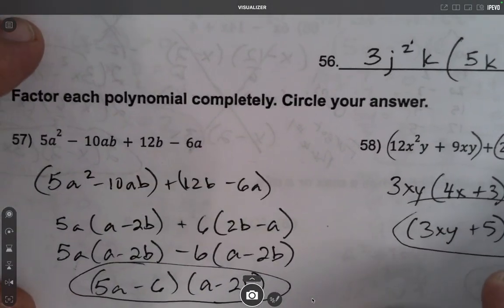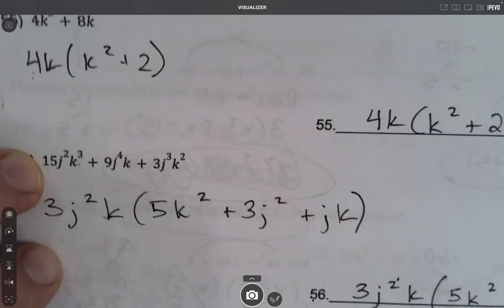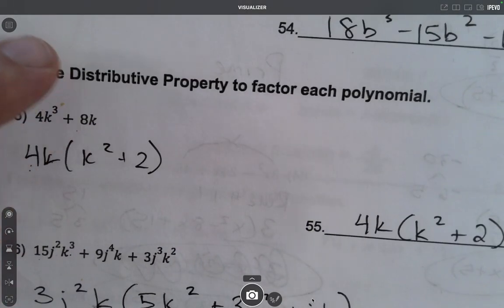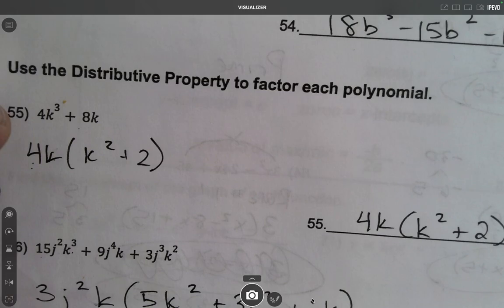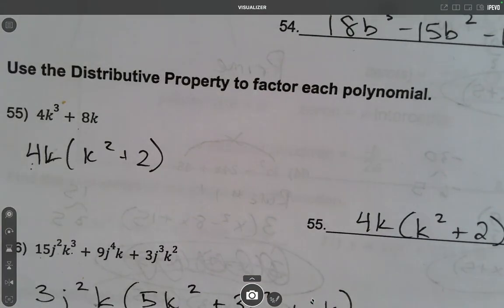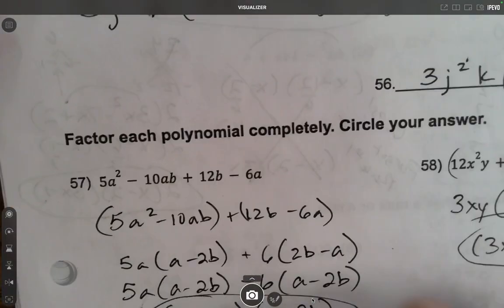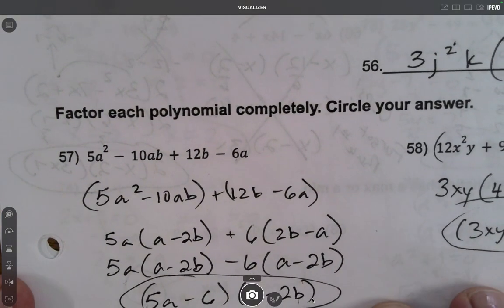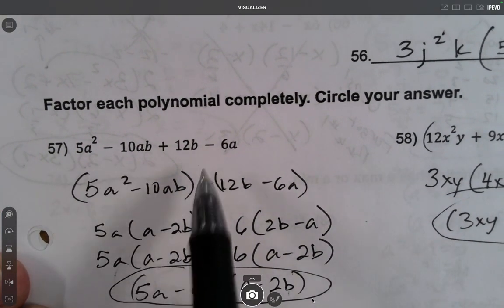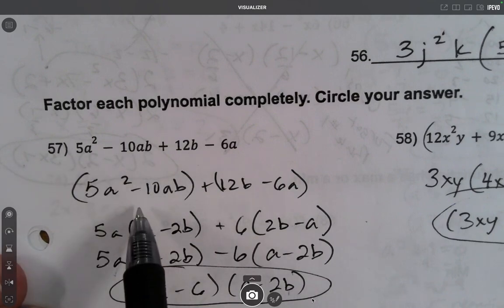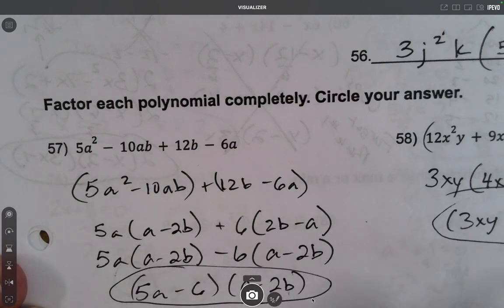So as far as knowing when to do what kind of factoring, when you see them say distributive property, just look for the greatest common factor and pull it out front. When they say factor and there are 4 terms, that's when you need to group things in 2 pairs. So I put parentheses around the first 2 terms, and put parentheses around the second 2 terms. And then I look and say, what do these 2 inside have in common? They have a 5 in common, and they both have an A. So when I pull out 5A, what's left is A minus 2B.